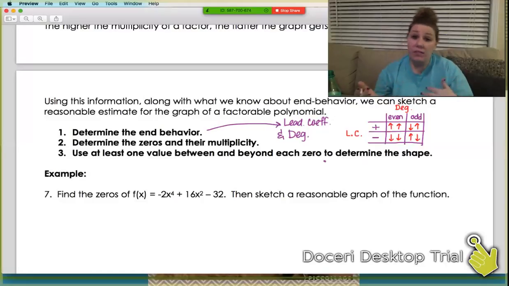Then we're going to figure out the zeros and their multiplicity. You might already have it in factored form. If it is, that's great. You can go straight to solving for your zeros. If it's not already factored, then we're going to have to do that. So that'll be what we do.